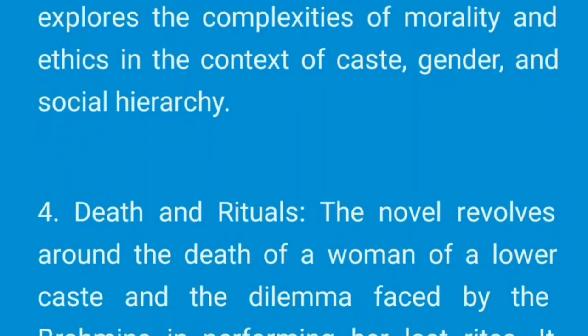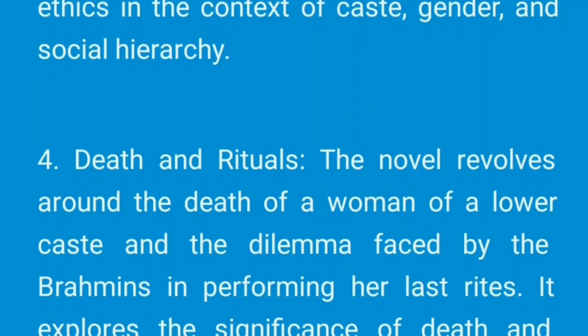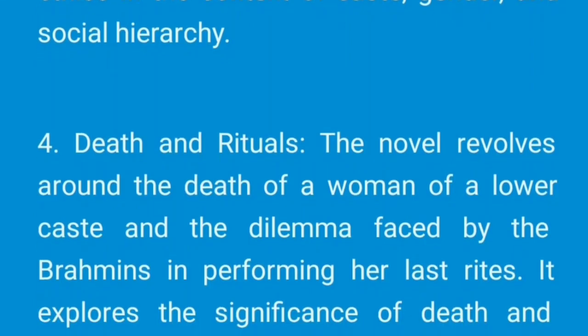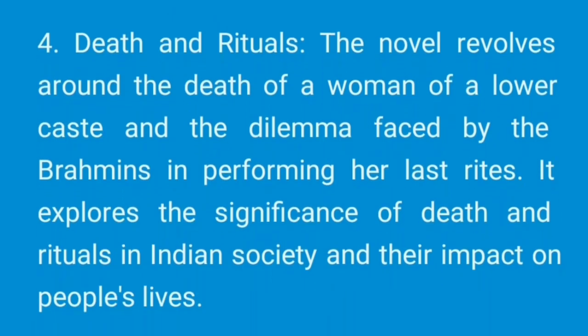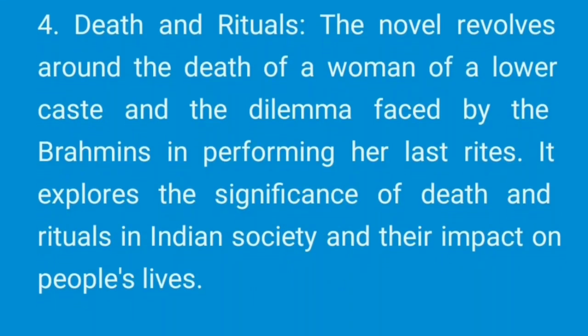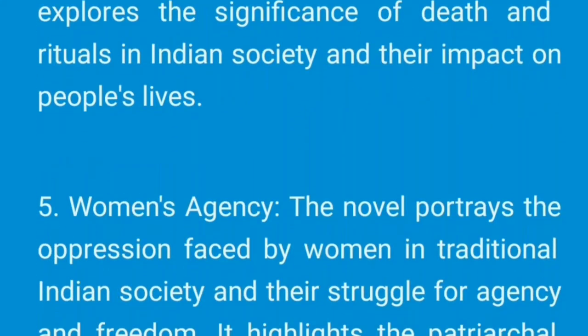Number 4, death and rituals. The novel revolves around the death of a woman of a lower caste and the dilemma faced by the Brahmins in performing her last rites. It explores the significance of death and rituals in Indian society and their impact on people's lives.